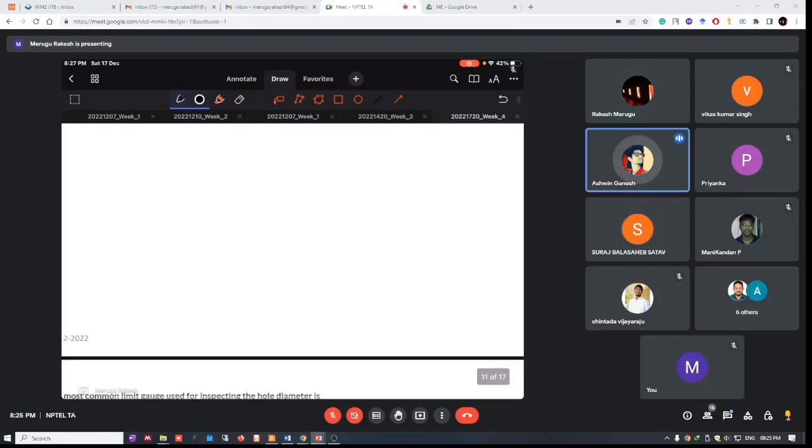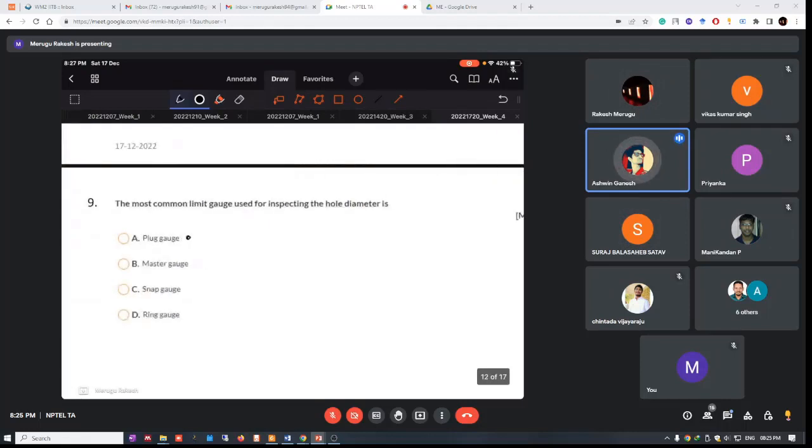Sir, isn't it that for snap gauge, it is mentioned it is for go and no go alone, or snap gauge is both for hole and shaft? If it is for both hole and shaft, only if the go gauge and no go gauge are coupled as a single device. Yes, sir. So we have a separate snap gauge for hole and a separate snap gauge for shaft. Correct. And snap gauges are there for holes only.